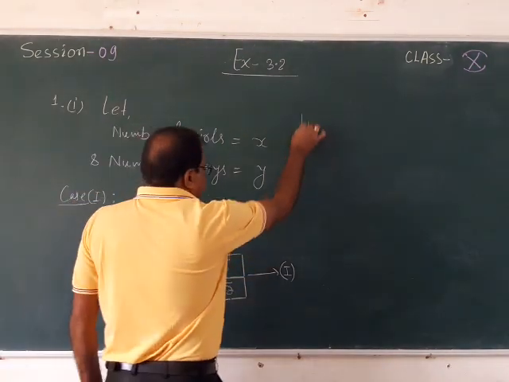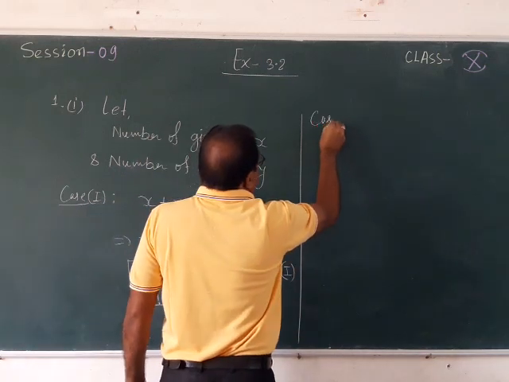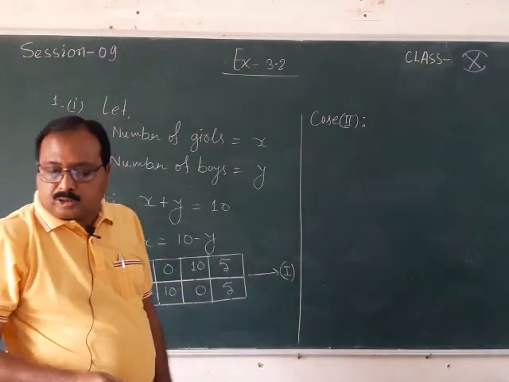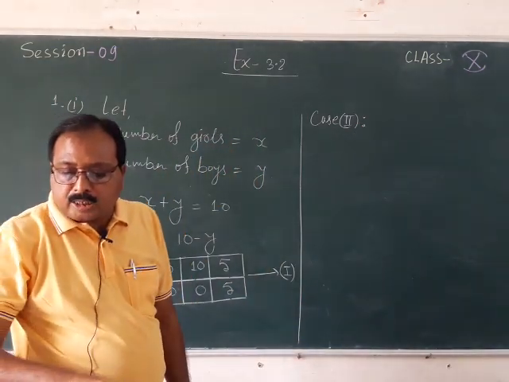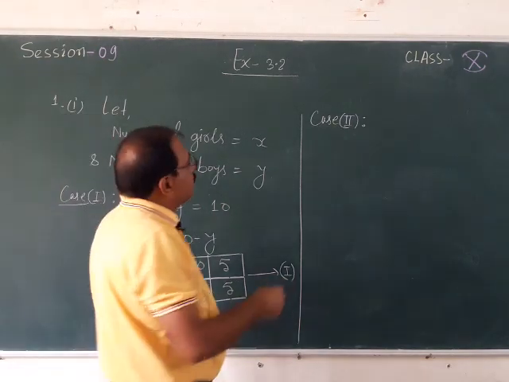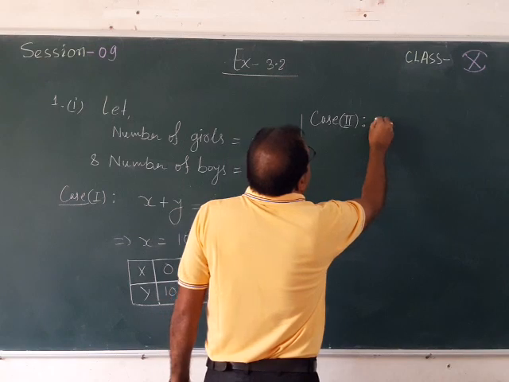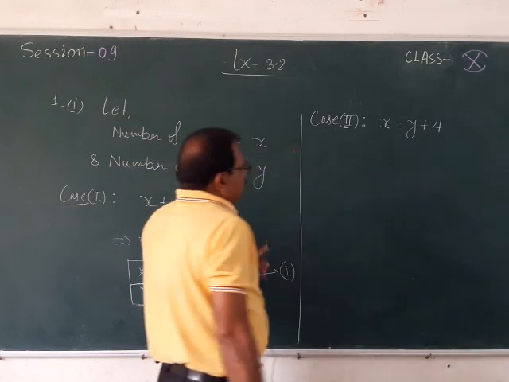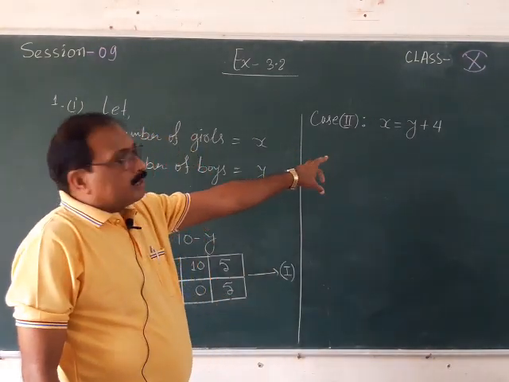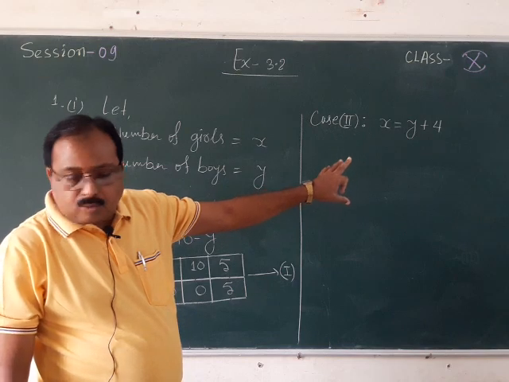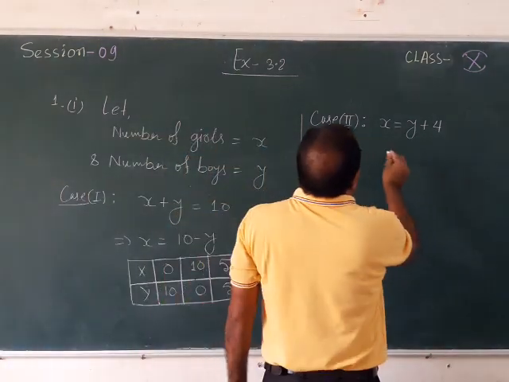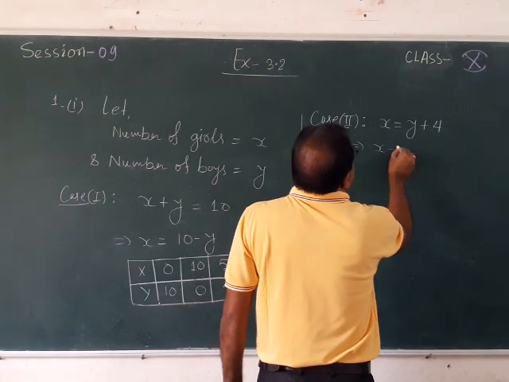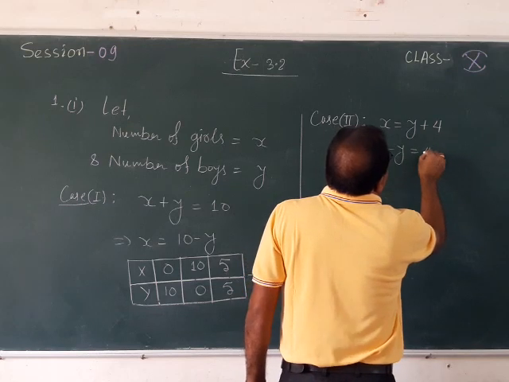Then again case 2. What is given in case 2? It is written in your question that the number of girls is 4 more than the number of boys. As you know, the number of girls is x, and it is equal to y plus 4. That means the number of girls is 4 more than boys, so x equals y plus 4. First of all you can frame the equation as x minus y equal to 4.